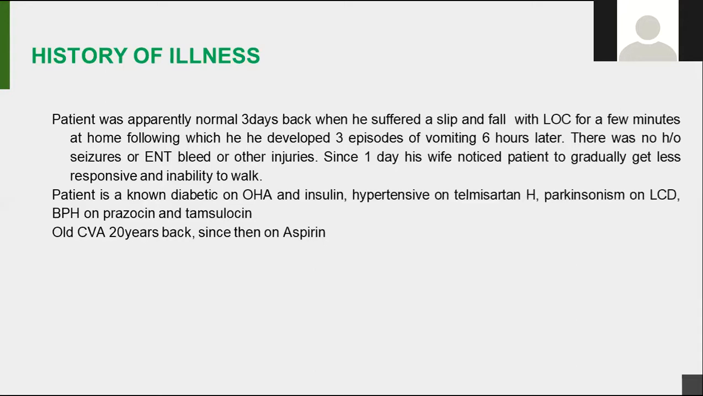The patient is a known case of diabetes on oral hypoglycemic agents and insulin. He's hypertensive on telmisartan and H. He has Parkinsonism on LCD, levodopa carbidopa. He has benign prostatic hypertrophy on prazosin and tamsulosin. And he has a history of old CVA 20 years back. Since then, he is on aspirin, but the history is not clear about this CVA. They are saying that after that he was okay, so maybe it is a TIA.